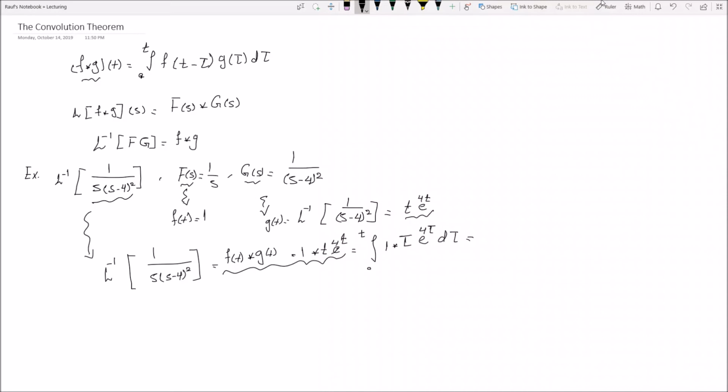Solving that will give you the final solution of your problem. So here we have 1 over 4 multiplied by t e to the power of 4t minus 1 over 16 multiplied by e to the power of 4t plus 1 over 16. That is your final solution using the convolution theorem.